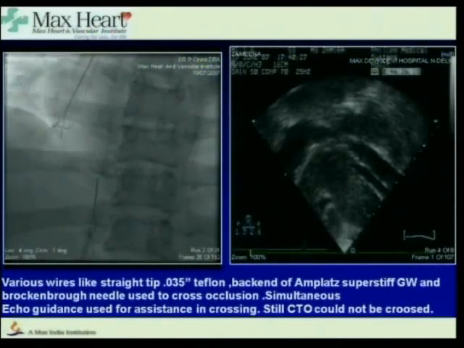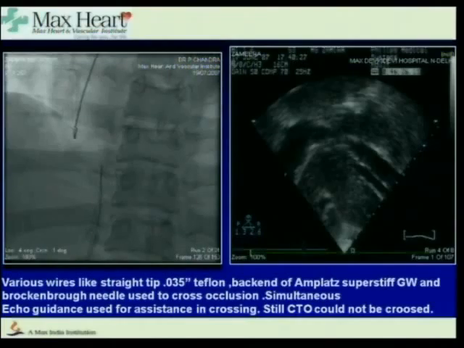Then we tried to recanalize this clot from the femoral route by trying various wires like a straight tip 0.35 Teflon, the back end of an Amplatz super stiff guide wire, and even the Brockenbrough needle. But unfortunately none of these needles or guide wires worked.